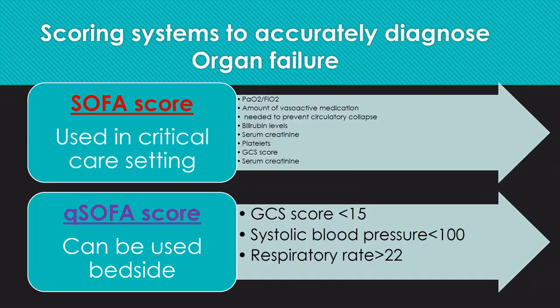There are scoring systems to accurately diagnose organ failure. The SOFA score used in the ICU consists of lots of components. The qSOFA score, or the quick SOFA score, is easy to use at the bedside to assess organ failure. It uses 3 parameters: GCS score less than 15, systolic blood pressure less than 100, and respiratory rate more than 22. These values are suggestive of ongoing organ failure, and can be used to quickly diagnose sepsis in a non-ICU setting.